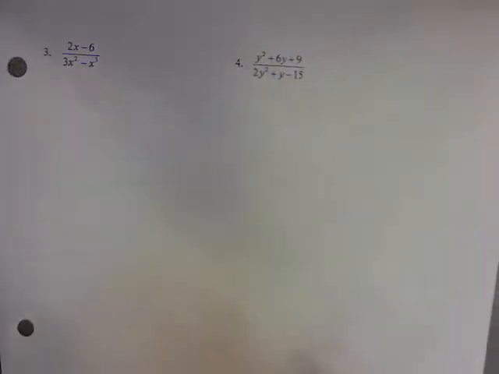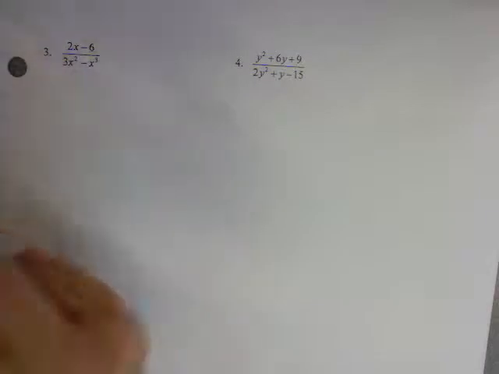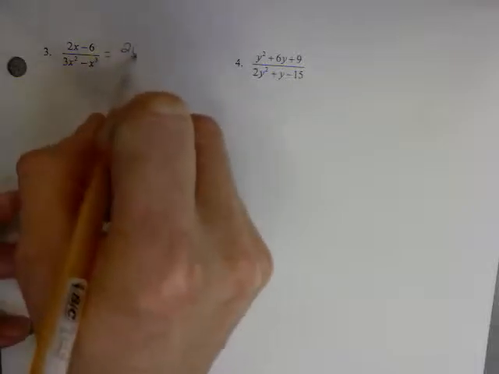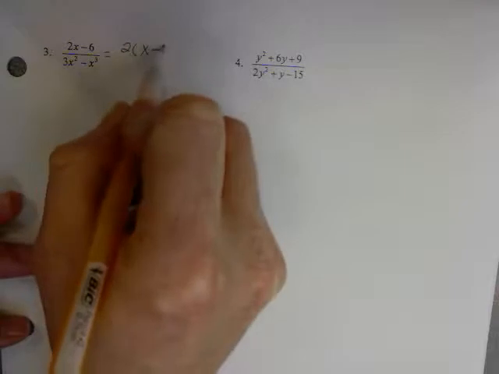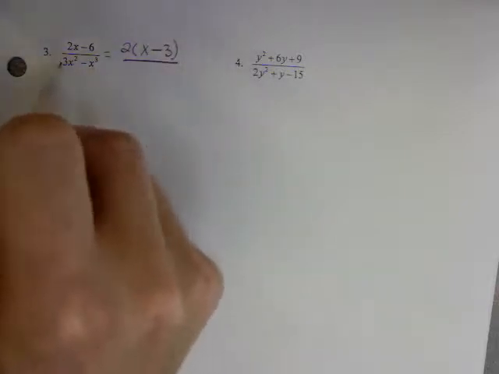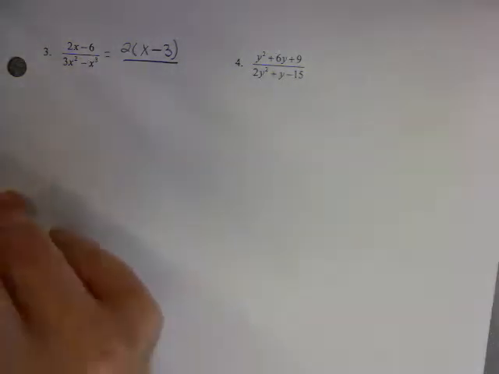Okay, number 3. The numerator can be factored. Again, it's two terms, so we look for difference of squares. Since we don't have perfect squares, we're using the GCF method. Divide out a 2 from 2x. You're left with x minus 3 over, again, difference of squares we do not have because an x to the third is not a perfect square.